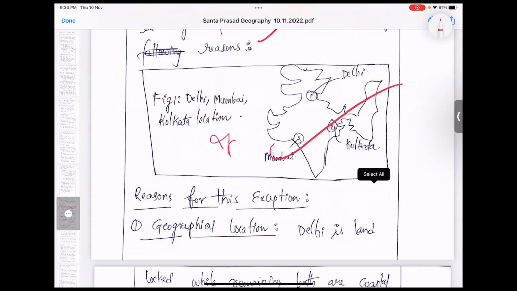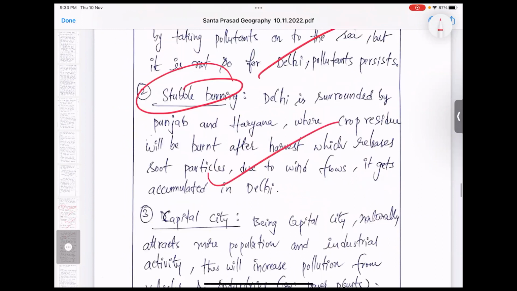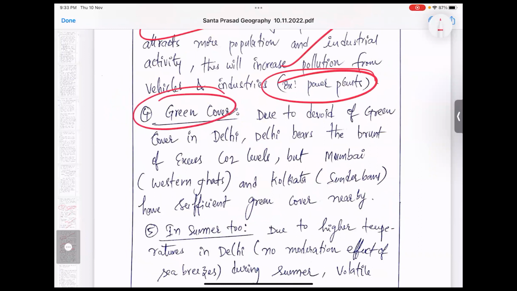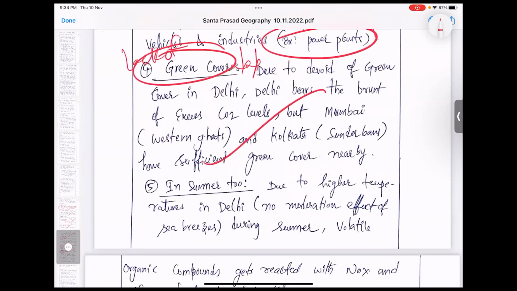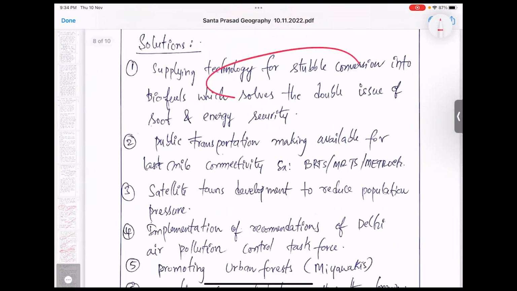Good. Geographical location, stubble burning, capital city, power plants, yes. Lack of green cover. You say lack of green cover in the side heading only. The examiner will understand. Okay. Solution, stubble burner conversion.